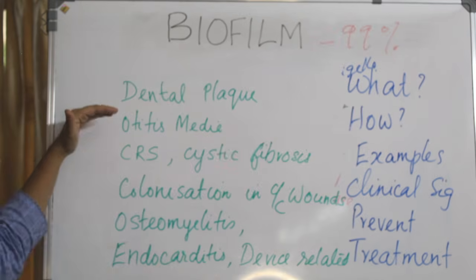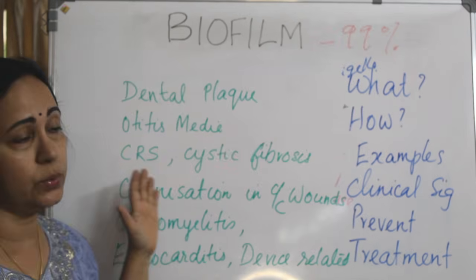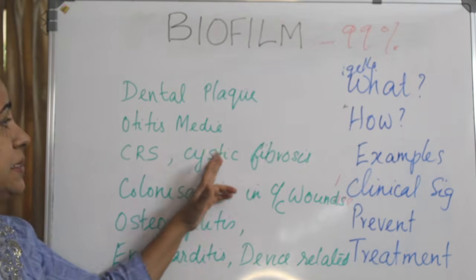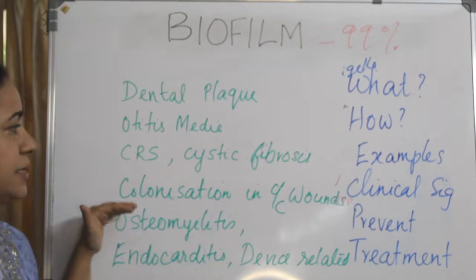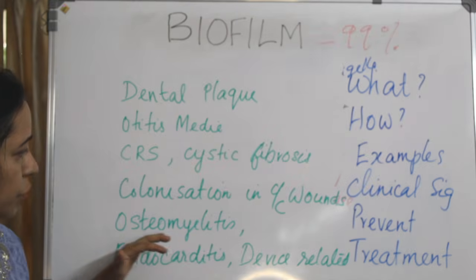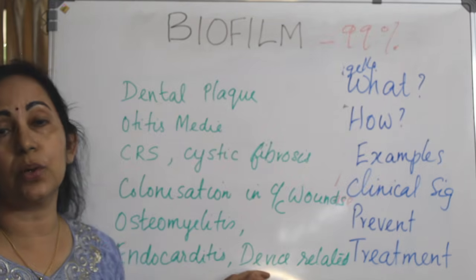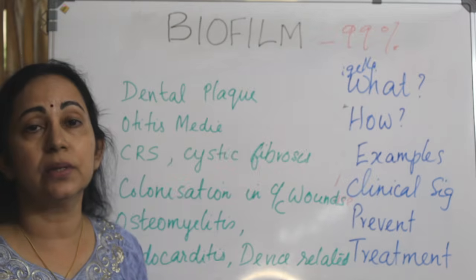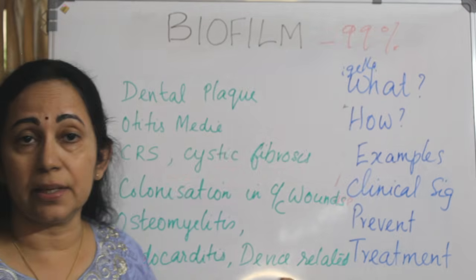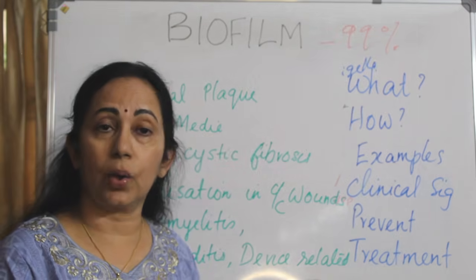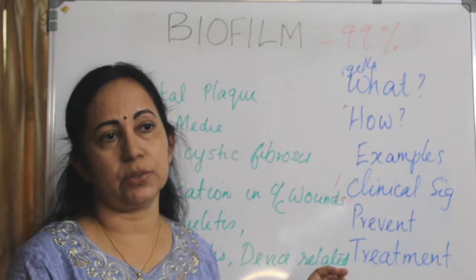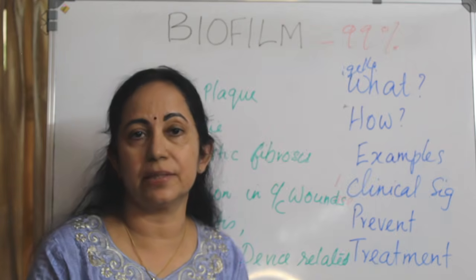Mainly the dental plaque, then otitis media, chronic rhinosinusitis, then colonization in respiratory infections, mainly cystic fibrosis, colonization in chronic wound, osteomyelitis, endocarditis, and also device related. In ENT, what are the devices mainly in use? That is the implants in trachea, then cochlear implant, then voice prostheses, etc. So in all these it will come and settle and form colonies.